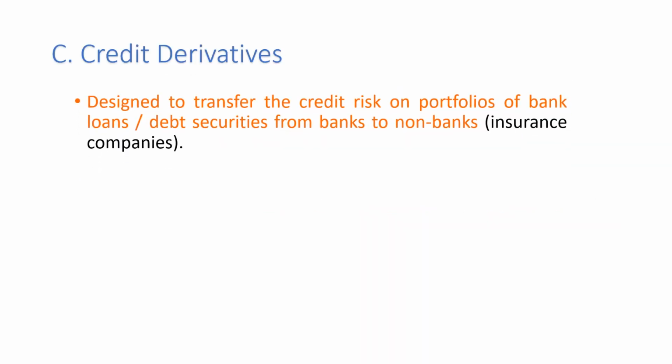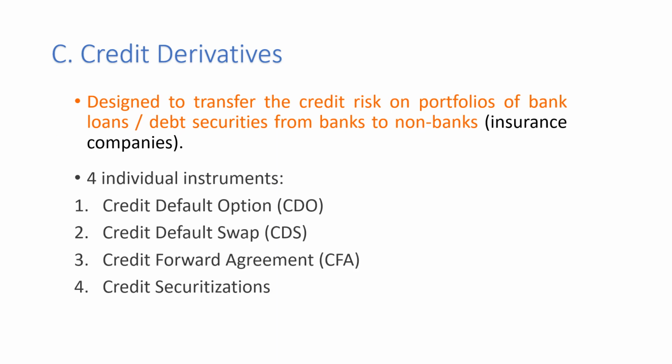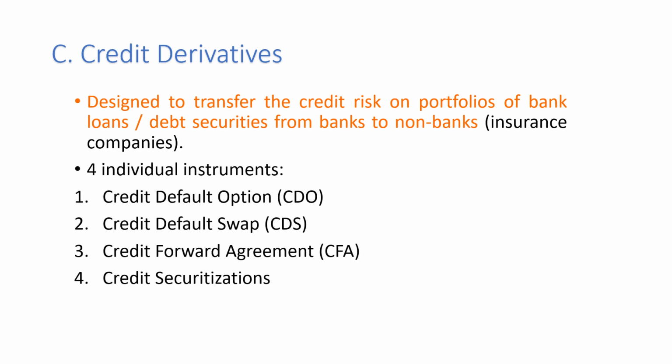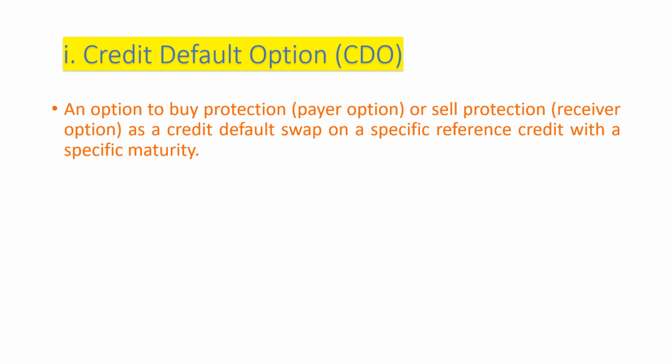Credit derivatives are designed to transfer the credit risk on portfolios of bank loans or debt securities from banks to non-banks, particularly insurance companies. There are 4 individual instruments. First, credit default option, CDO. Second, credit default swap, CDS. Third, credit forward agreement, CFA. And fourth, credit securitizations. Credit default option, CDO, is an option to buy protection, or sell protection, as a credit default swap on a specific reference credit with a specific maturity.